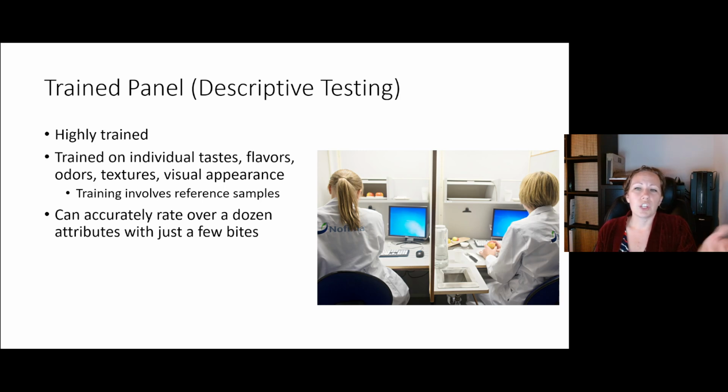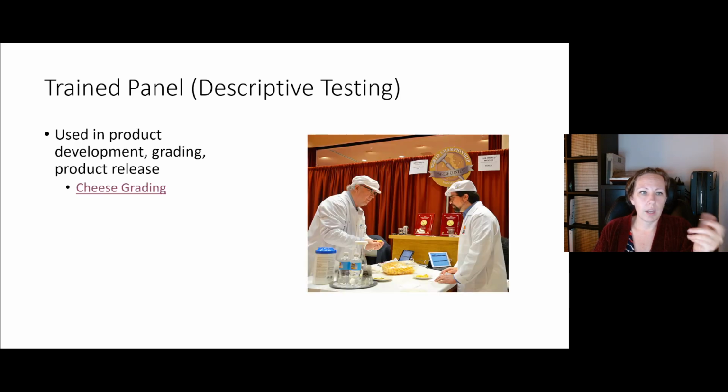Okay, so with just a few bites, these trained panelists can rate over a dozen attributes, maybe a couple dozen, and maybe even in one bite. Very highly trained, very good. Now, what is this even used for? Why do we need to have people trained this well?